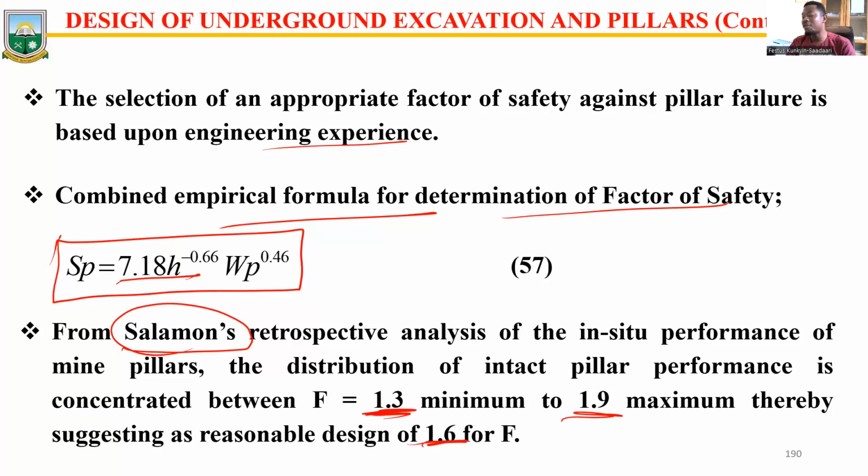So if you want more factor of safety, it means that your width, so he's considering the width as a component here. The width of the pillar is a major component in determining the pillar strength. So if your width is wider, you are likely to get a very good factor of safety or pillar strength.